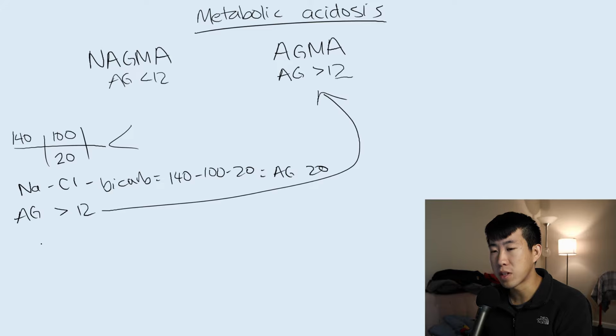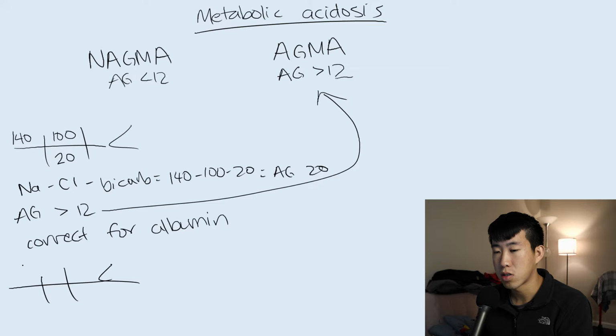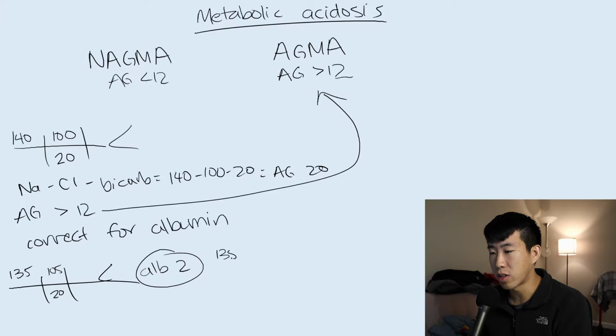One thing that you also sometimes have to do is that if a patient has really low albumin, you may have to correct for albumin. So say in another case, you have a patient with a sodium of 135, a chloride of 105, and a bicarb of 20, and an albumin of 2, then you're actually going to have to correct for this level of hypoalbuminemia. So you're going to get 135 minus 105 minus 20 equals an anion gap of 10.